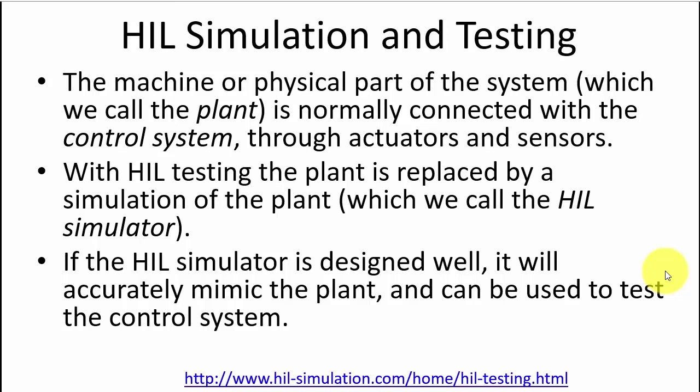In hardware-in-the-loop simulation and testing, the machine or the physical part of the system, which we can call the plant, is normally connected with a control system through actuators and sensors. With hardware-in-the-loop testing, the plant is replaced by a simulation of the plant, called the hardware-in-the-loop simulator. So we use a mathematical model of the plant. If the simulator is designed well, it will accurately mimic the plant, and then we can use it to test the control system.